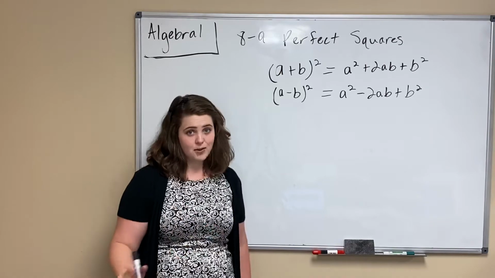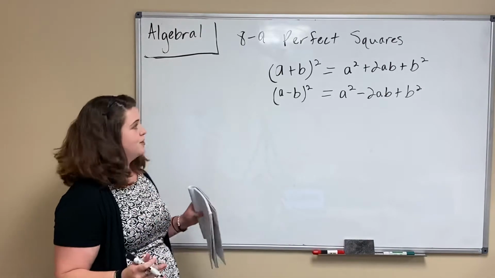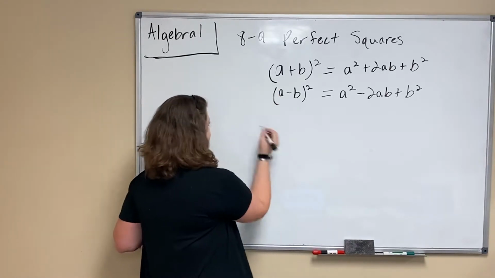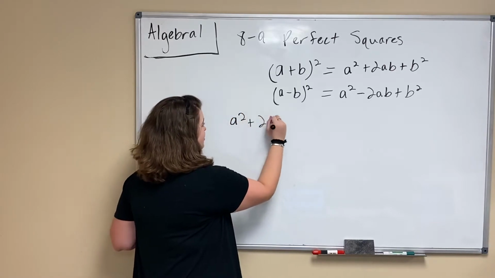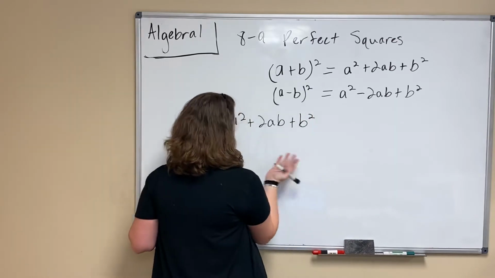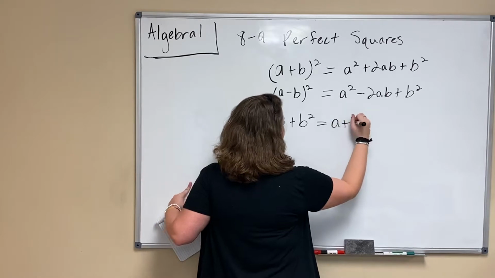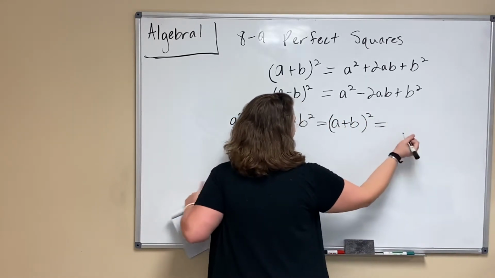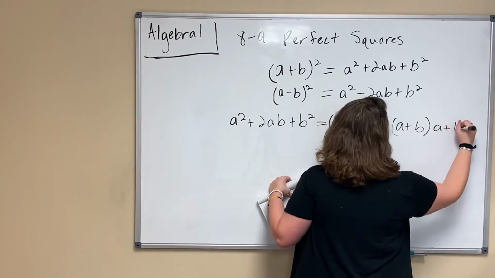Conversely, today, just like with yesterday, we're going to do it backwards. If this is true, then I also know that when I see something like a squared plus 2ab plus b squared, that can be factored into (a plus b) squared, or (a plus b) times (a plus b), right?